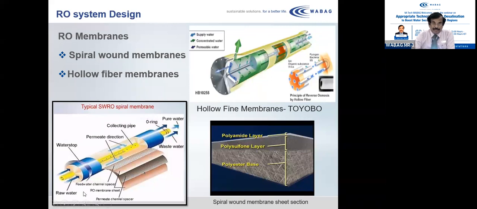Two sizes are available. In spiral wound we have 8" and 16" membranes, and large units go in for 16" membranes in order to reduce the fittings and reduce the footprint area of the plant.